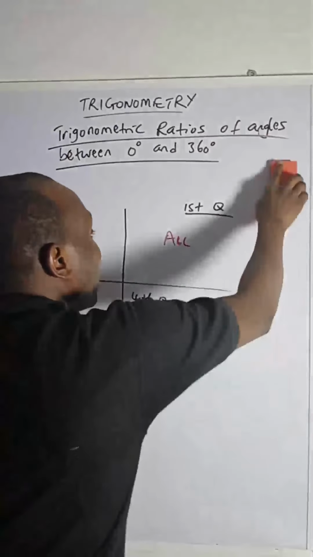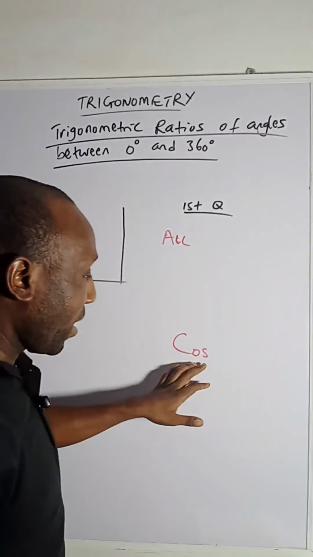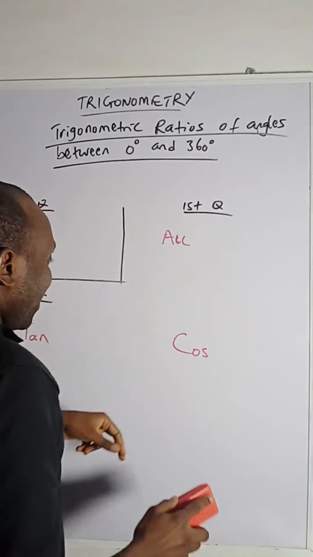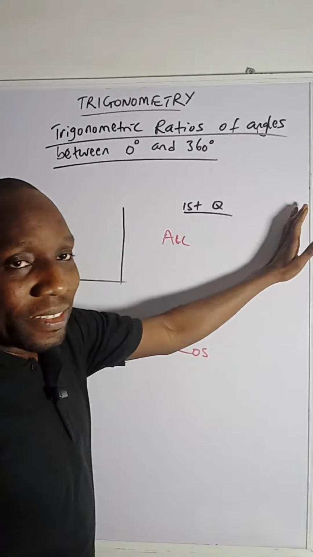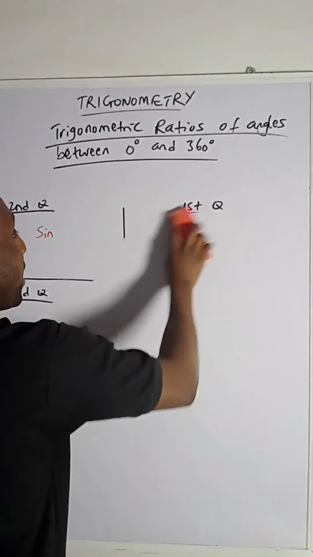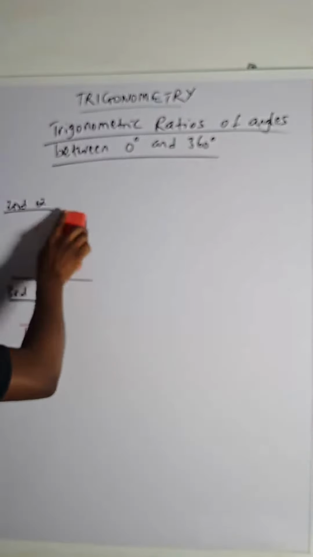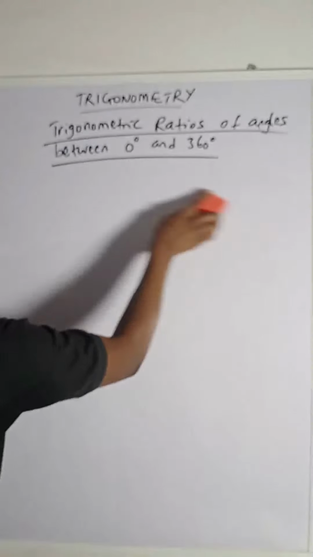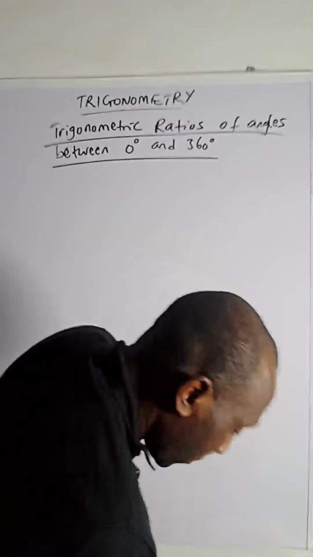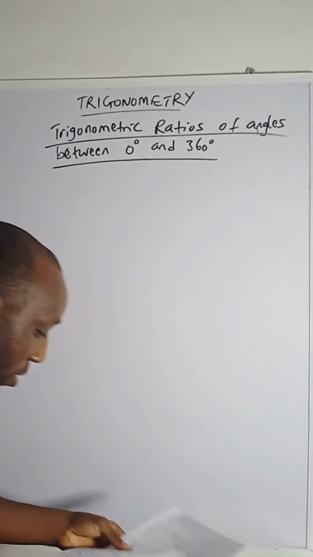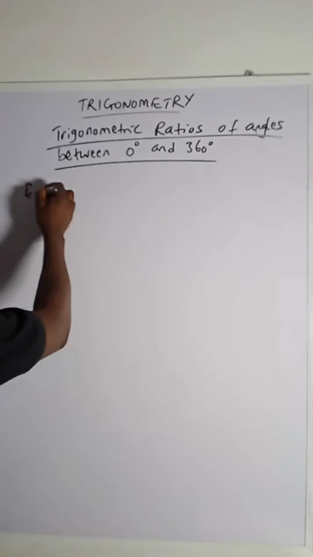Please do not forget ASTC, or you can just say CAST. But in CAST, C is in the fourth. You go like this. But I think I like ASTC. A all, S sine, T tan, and C cos. Okay. Now we need to solve some questions. Are you ready for some interesting questions? So some examples here.